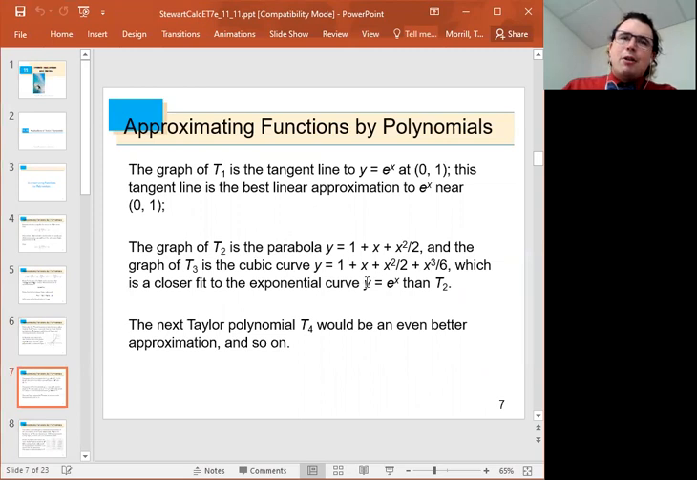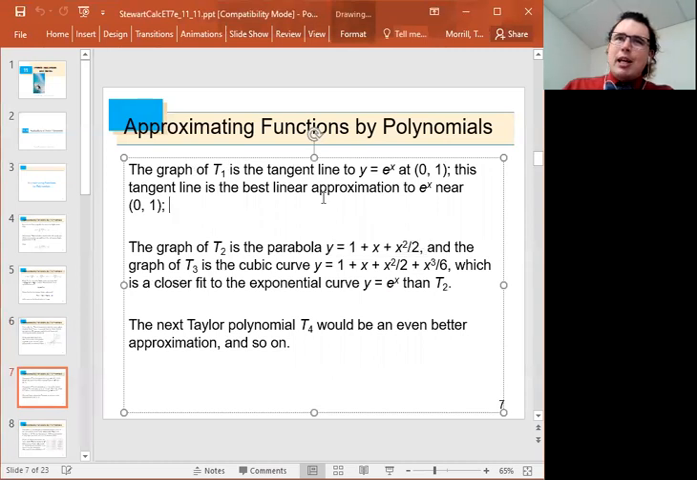So notice, here are those formulas for those functions. If I took successive derivatives of these things, I know that the first and second derivatives of this polynomial will match the first and second derivatives of the function e to the power x. And for that reason, this polynomial does a better job at approximating than the tangent line does.